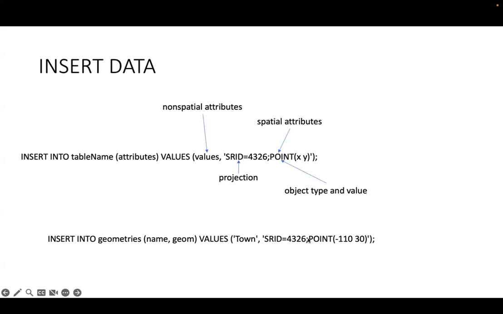We should not simply say point minus 110 30, because if you insert like this, the database will not understand with reference to which projection you are inserting this point. So we have to mention it like this to insert the data. In today's exercise, you will be working on this data set. So please keep that in mind.